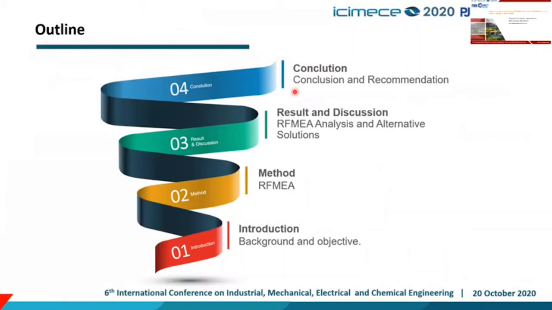For the outline, we have four parts. First is the introduction, where we explain the background and objective. The second is the RFMEA method. The third is the result and discussion about risk failure mode effect analysis and alternative solution. And the last is the conclusion and recommendation.